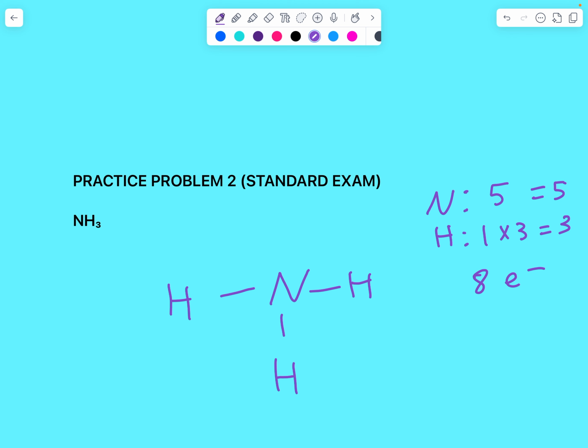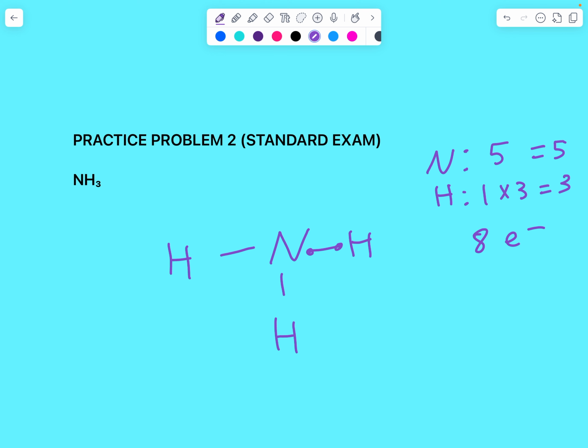So we have 1, 2, 3, 4, 5, 6. I used 6 of them so far. So how many is 8 minus 6? 2. I'm going to put 2 on top. 1, 2. And then there's a lone pair on nitrogen, and I have 1, 2, 3, 4, 5 around nitrogen, which is normal. It's better than putting them on an H, and H only has 1, 1, and 1.